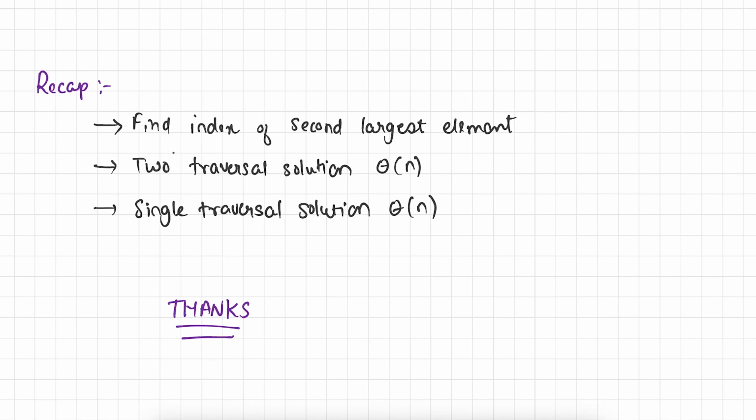Then we saw the second solution. In that solution, we are only traversing the array once. In that solution also, the time complexity came out to be theta of n. The only difference between the two solutions is, in the first solution we are traversing two times, and in the second solution we are traversing only once to solve this problem. So obviously the second solution is the best out of the two, and we can say that it is the optimal solution to solve this problem.